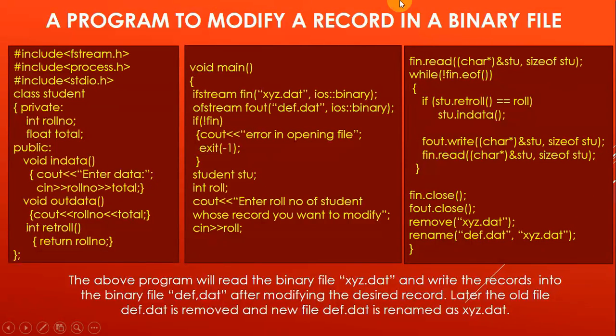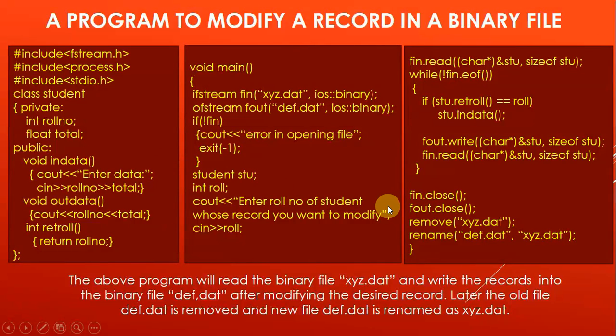I hope you have understood how to modify a record. You just open two files, one in input mode and the other in output mode. Then read all the records one by one from the file open in input mode, and if the roll number which you are looking for is found, just input the data for that roll number again, and write the records onto the file fout.